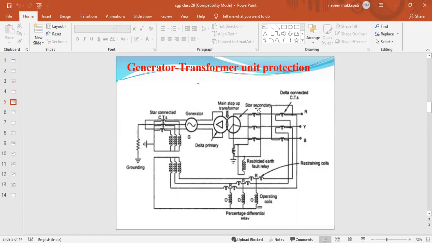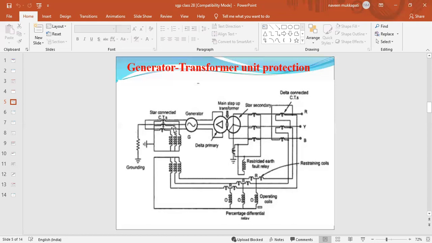At the secondary side of the transformer, we connect one earth fault relay. This is the earth fault protection for the transformer. The earth fault relay is connected at the transformer secondary winding. That is the differential protection.